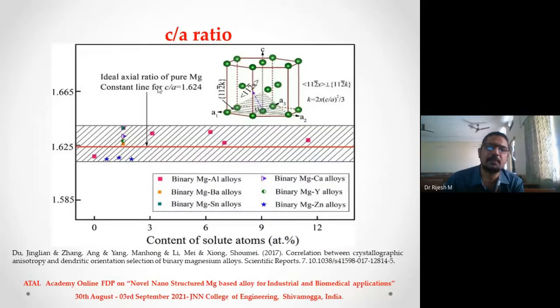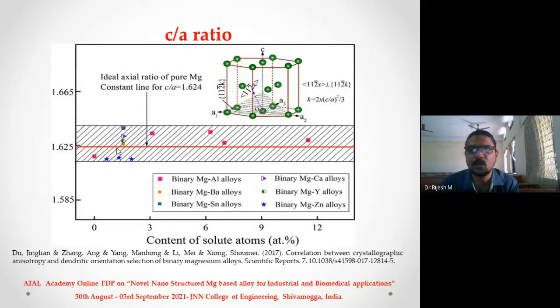The ideal C/A ratio of pure magnesium is 1.624. But when you have alloys, you cannot restrict the C/A ratio to 1.64. It can go more than that, and it can go less than that. So this is the range where the C/A ratio varies.